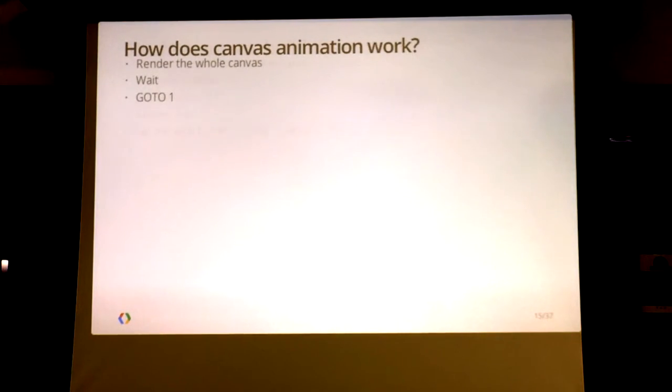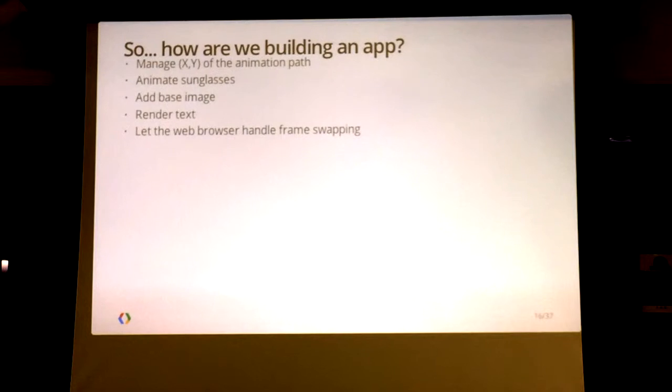So, what are we going to do for our app to work around this? We're gonna work out some XY points for animating the sunglasses. We're gonna put the image into the canvas. We're gonna render some text, and then we're gonna just render that canvas and then render it again and let the web browser take care of swapping them out. So you're not gonna get any kind of like weird blitting patterns or anything like that. It's gonna look pretty smooth. It'll just render slowly if it's gonna render slowly.